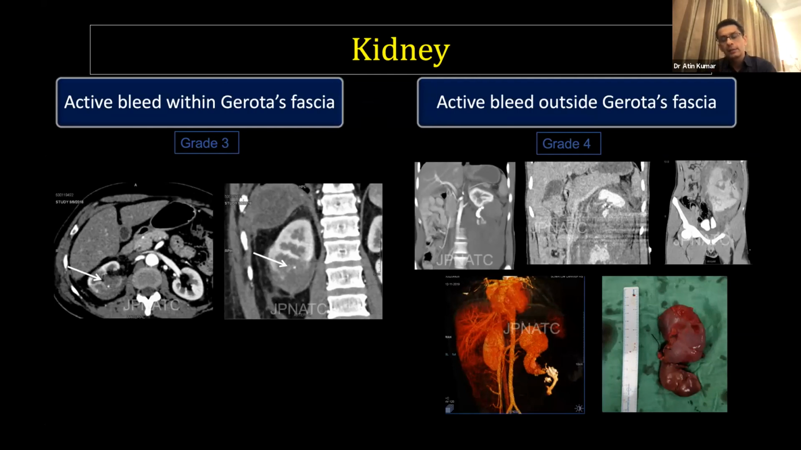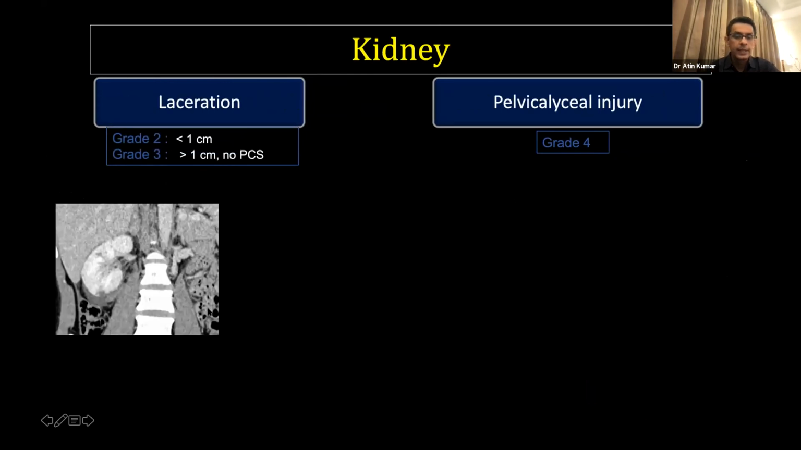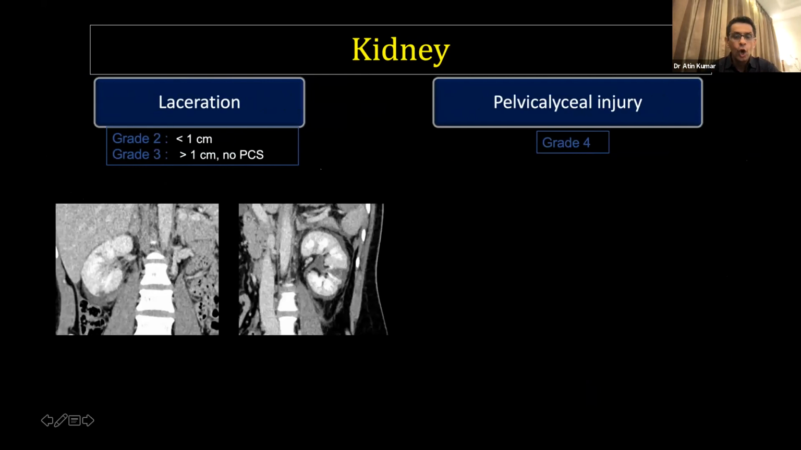Usually, again, all renal injuries are managed conservatively. However, it depends on the patient's clinical status. If the patient is hemodynamically unstable, they may require nephrectomy. Otherwise, most of these lesions are actually managed conservatively. Lacerations, if they're less than 1 centimeter, are classified as grade 2, or if they are more than 1 centimeter, reaching up to the PCS but not involving it, they're classified as grade 3.